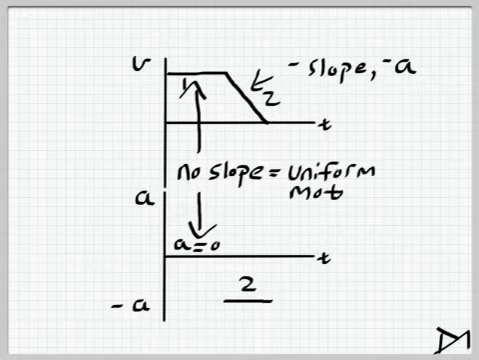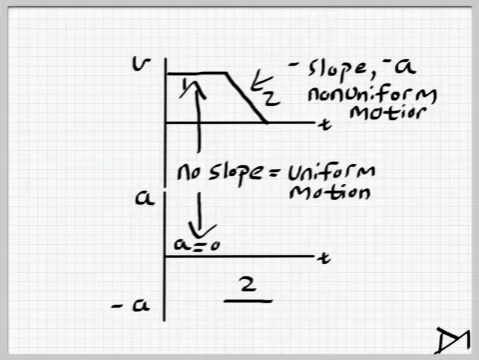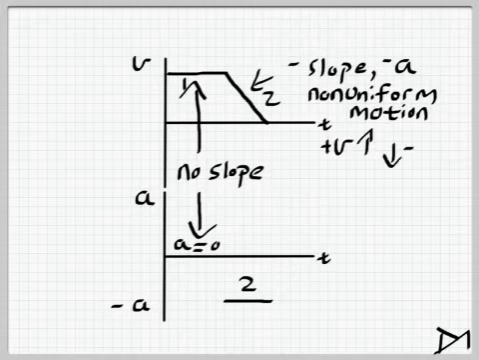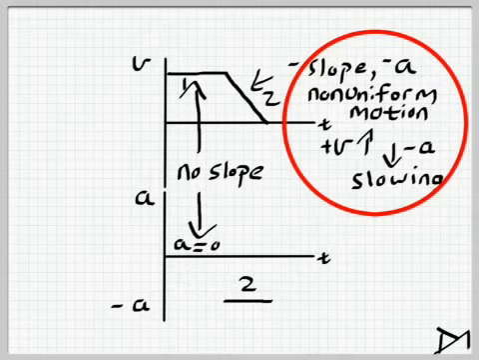No slope, uniform motion. Decreasing velocity, non-uniform motion in region 2. We have a positive velocity that's decreasing and a negative acceleration. We know previously that you have a velocity vector that's anti-parallel to an acceleration vector. Positive velocity, negative acceleration, anti-parallel directions, that's slowing. And our graphs are consistent with that.